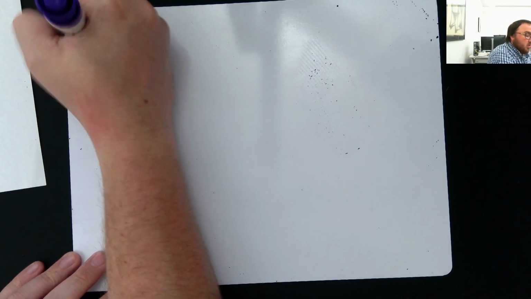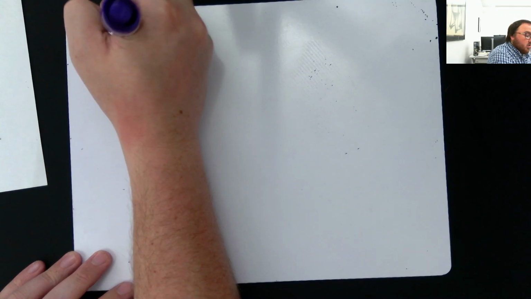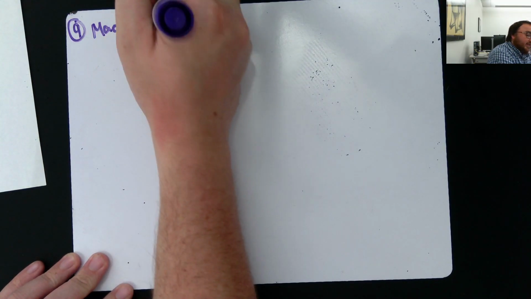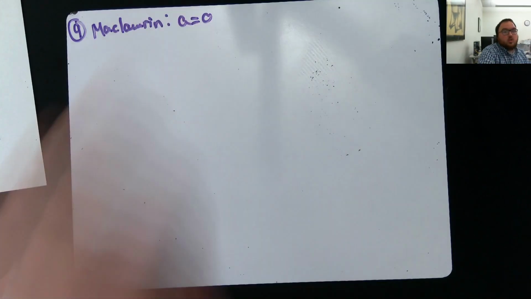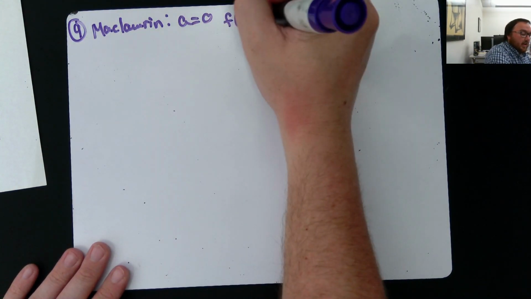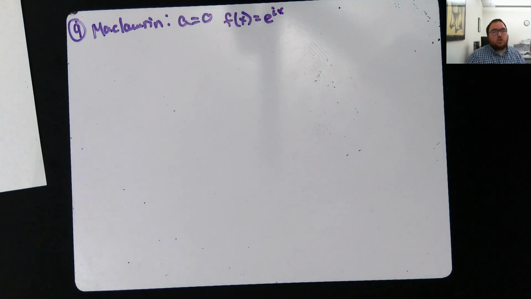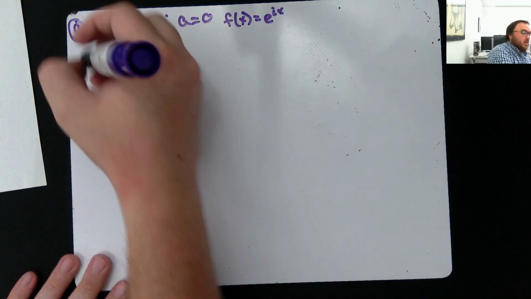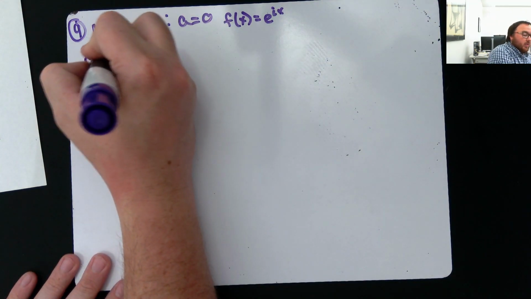So remember, Maclaurin means a is equal to 0. So I want to use a equal to 0 for the function e to the ix. I want to do as many terms as I possibly can. I really want to do a bunch of terms. Let's do up to f fifth derivative. Okay, first start with f of x.